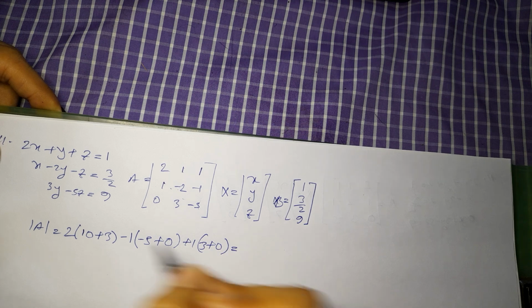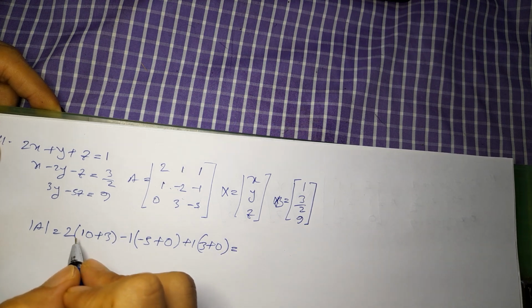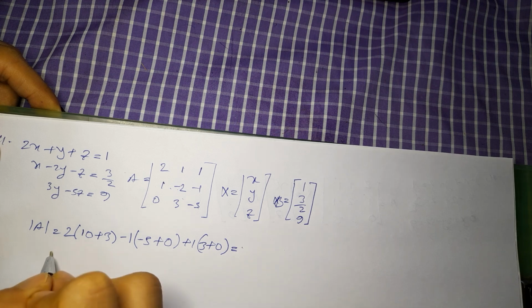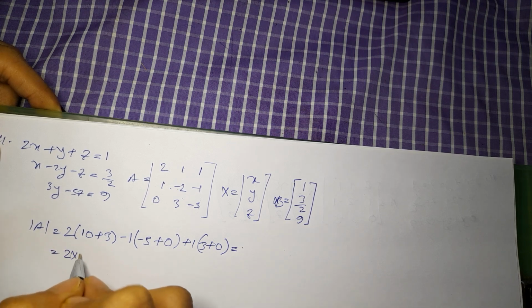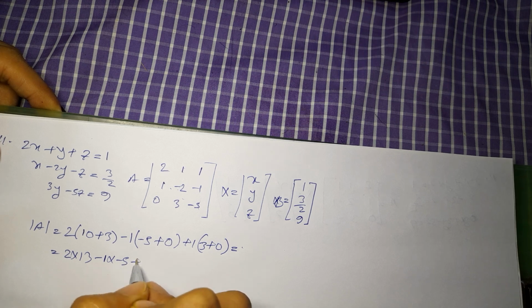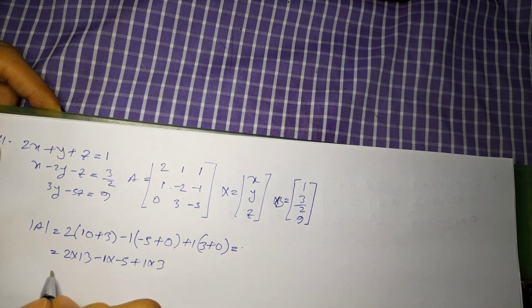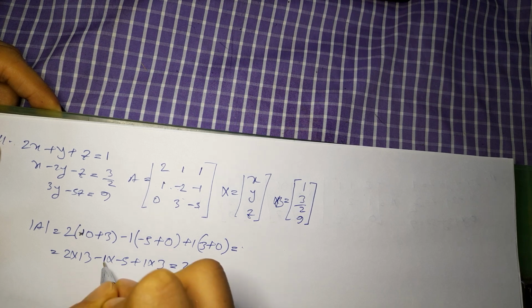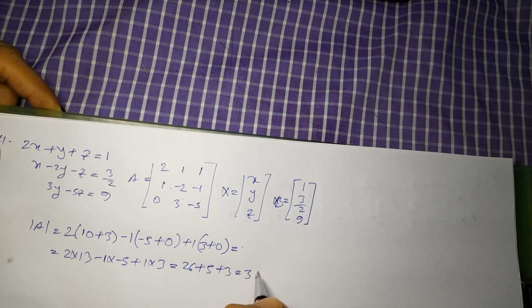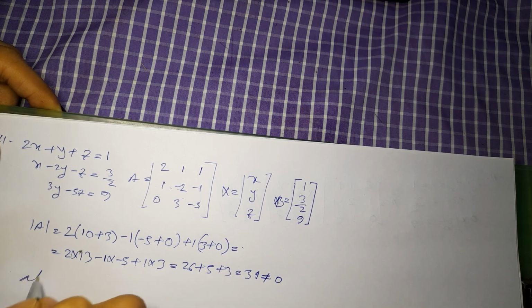So we have the determinant equal to 2 into 13 minus 1 into minus 5 plus 1 into 3. So 13 into 2 is 26, plus 5, plus 3, it will give 34, which does not equal 0. Now we have to find the adjoint of A.